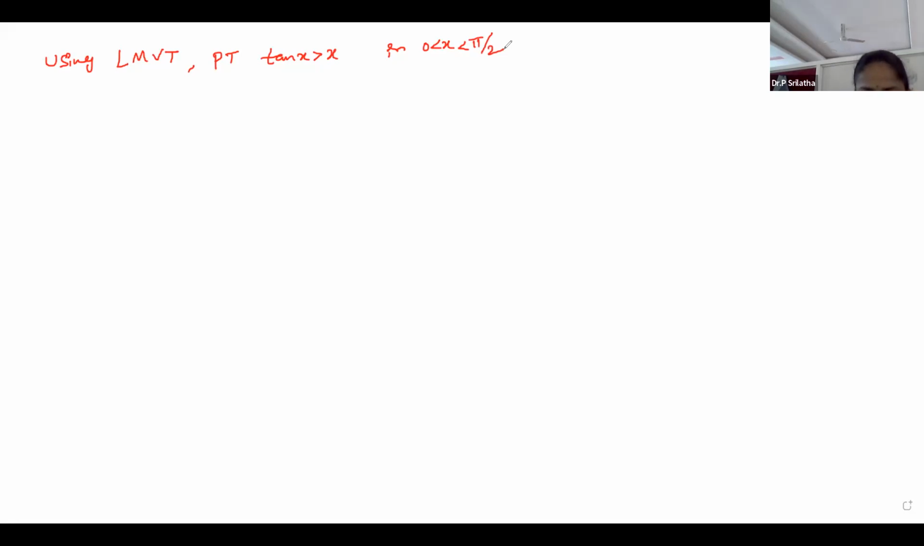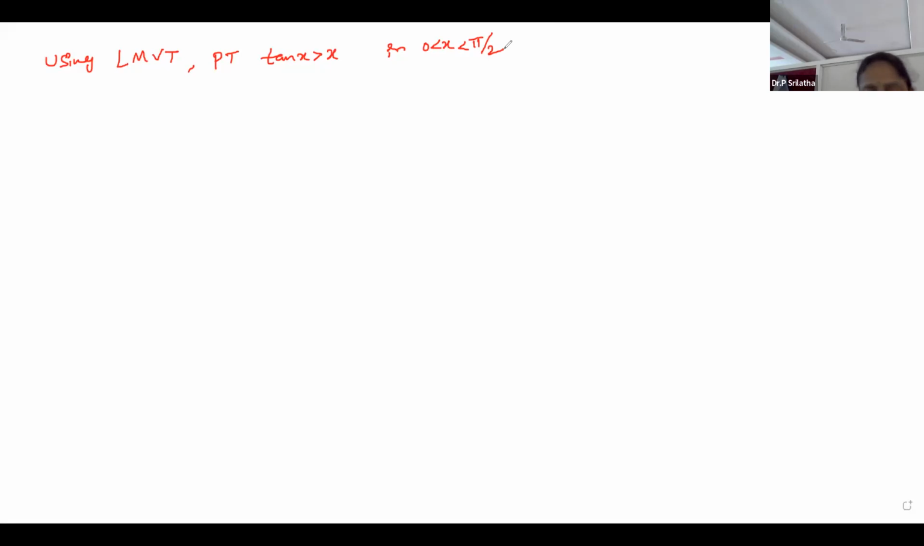Less than, not less than or equal to. Okay, in between pi by 2. If it is less than or equal to, no, what is the value of tan pi by 2? Infinity. Yes, infinity. Okay, so that's why they have given 0 less than x less than pi by 2.